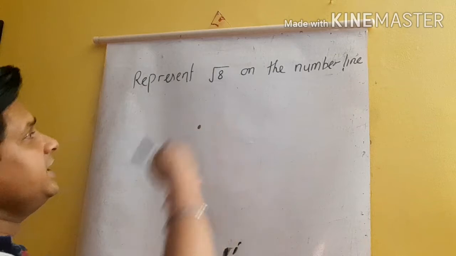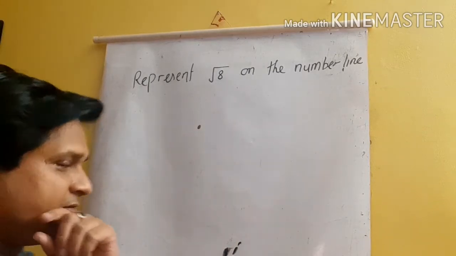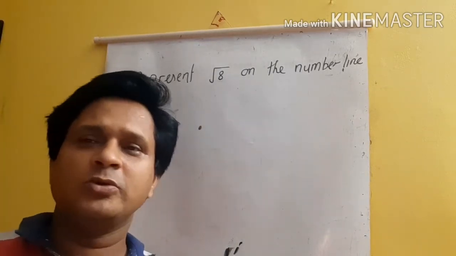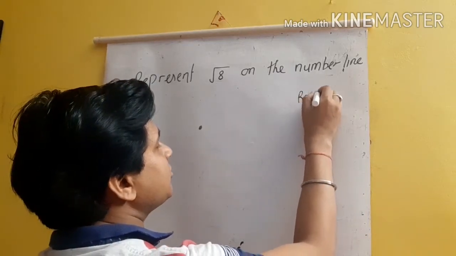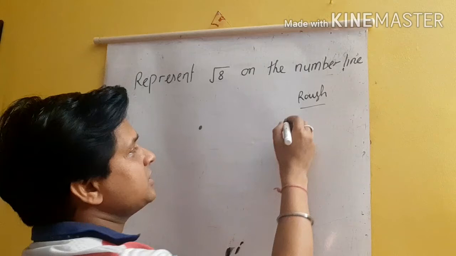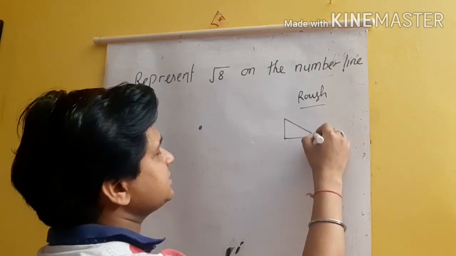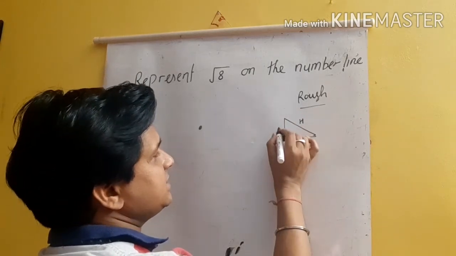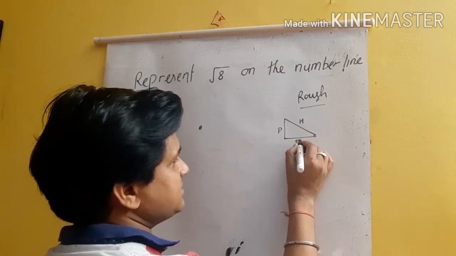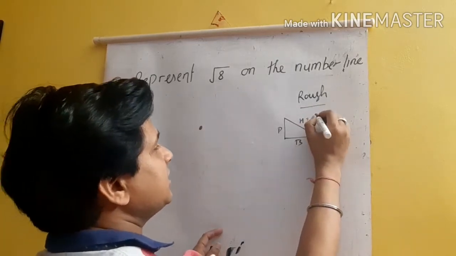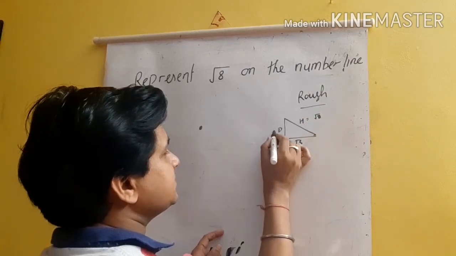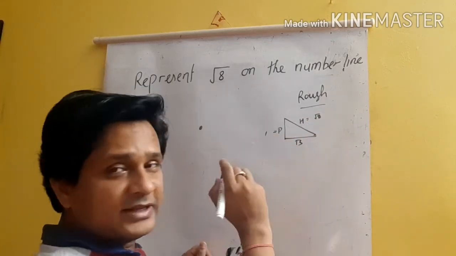Represent root 8 on the number line. What you have to do is first find the base. You have to do some rough work here, so I am going to do some rough work. For root 8, what do I have to do? So this is the hypotenuse, this is the perpendicular, this is the base. I told you to represent root 8, so root 8 will be the hypotenuse and this perpendicular is 1 unit. So we will find the base.